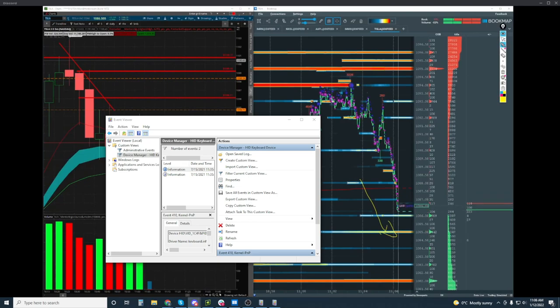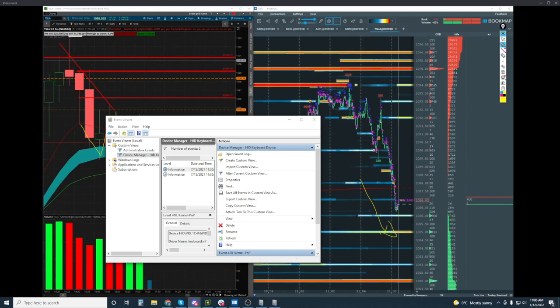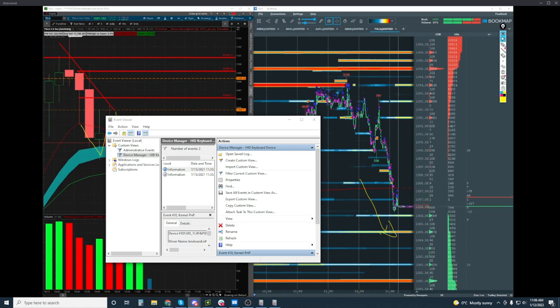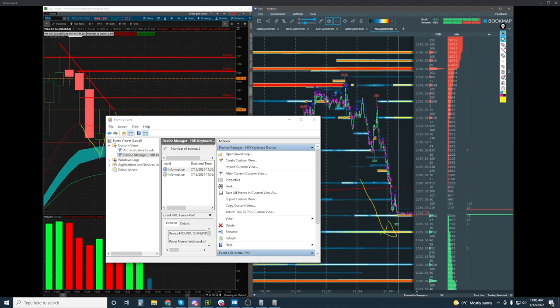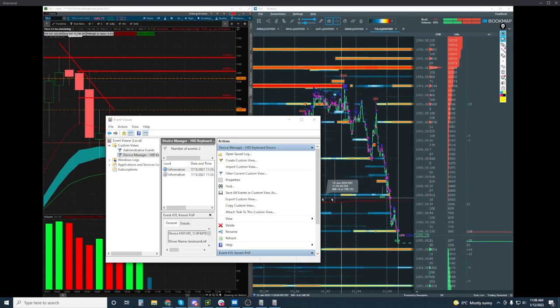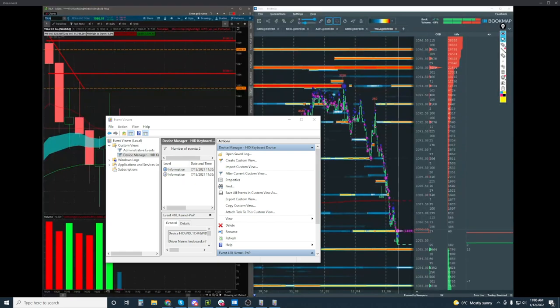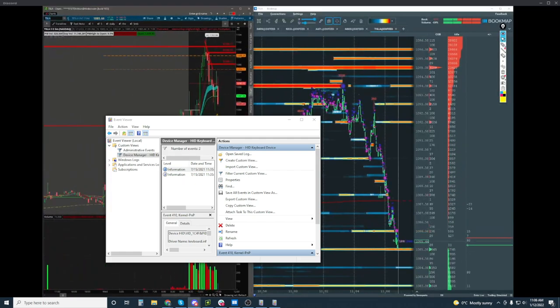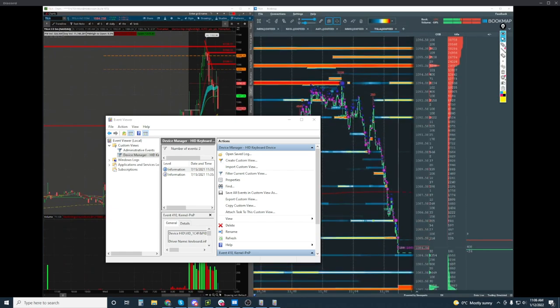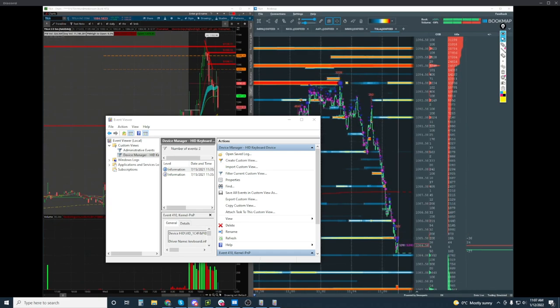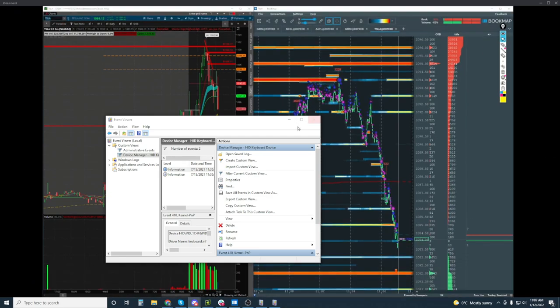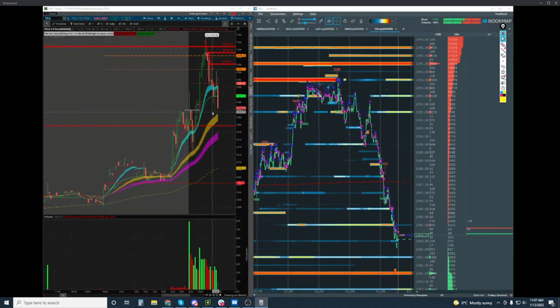Later, below VWAP again. So we are not closing above that 90 MA, which is this red line over here. We're simply holding below. Support 86 went, now support 85. So previous low.